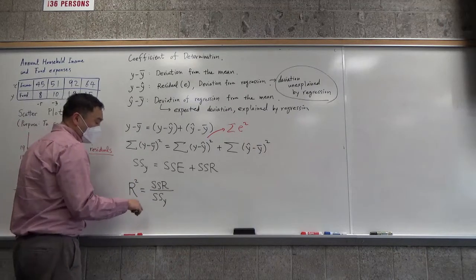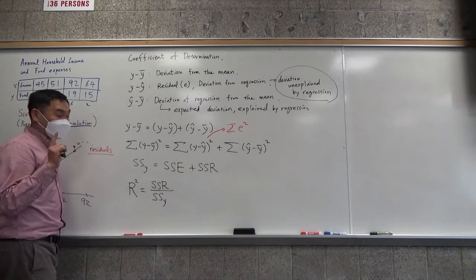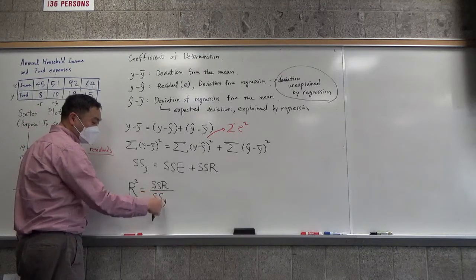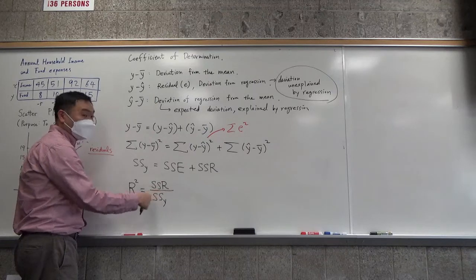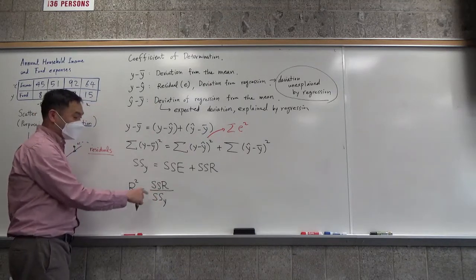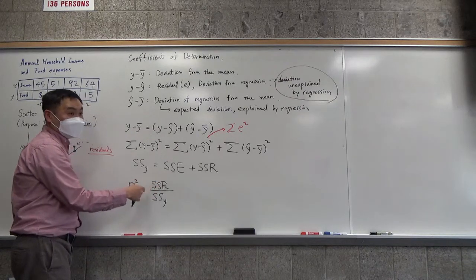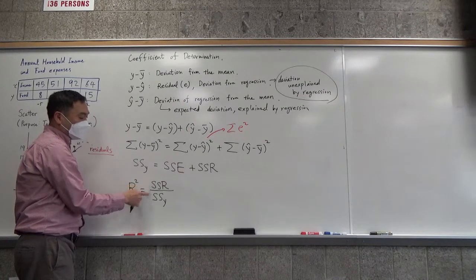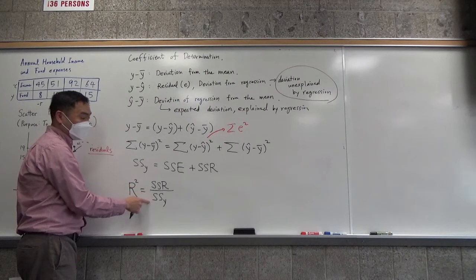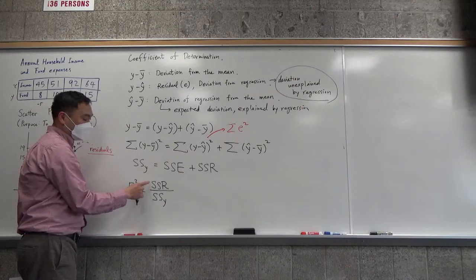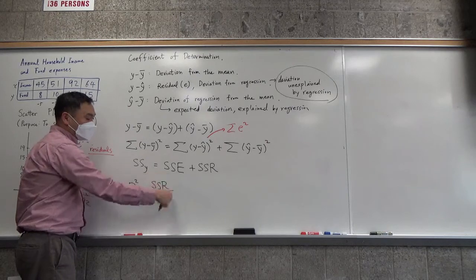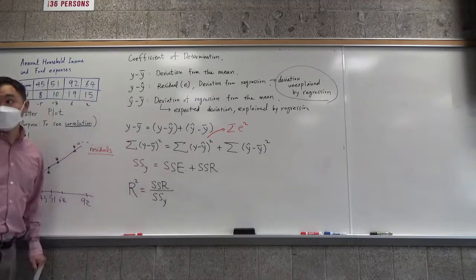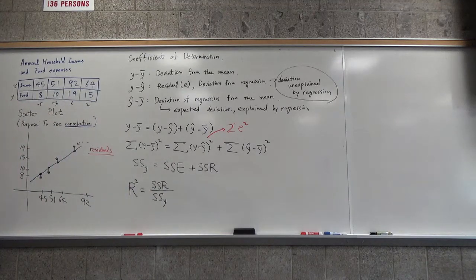Now, the word I said is variation, which is related to variance. If you recall, if you divide the sum of squares of y by n minus 1, you get the sample variance, right? Same thing, if you divide this by n minus 1, you get the variance of the regression. So you're really taking the ratio between the two variations, or two variances, and you're saying that this percentage of the variation is explained by the regression. That's what it means. Okay. Hopefully that made sense.